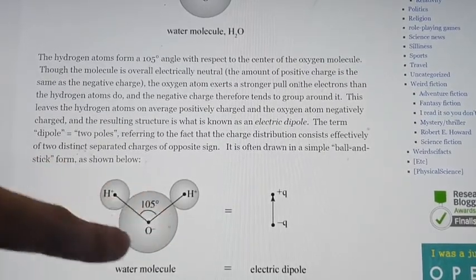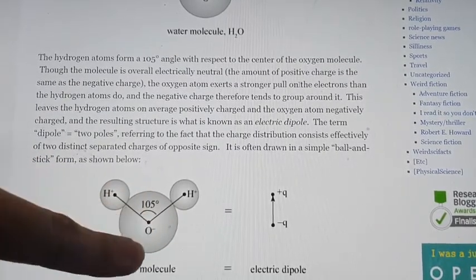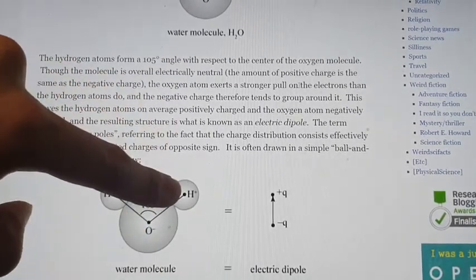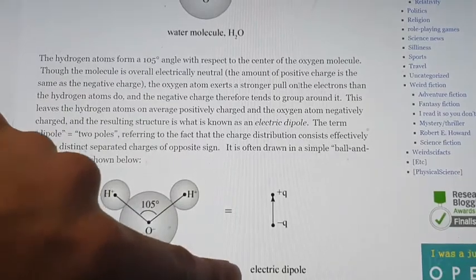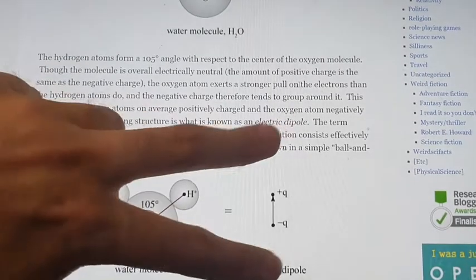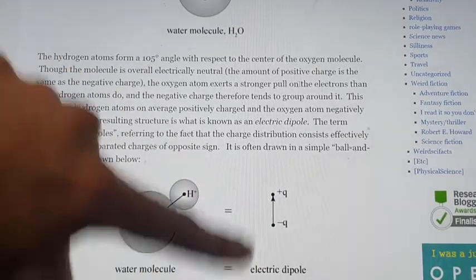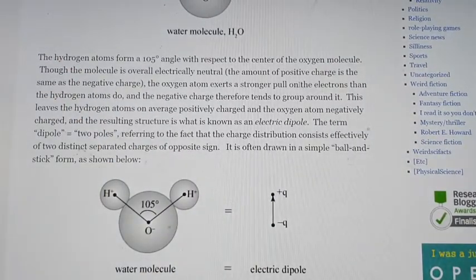If the electrons spend more time at the oxygen, then the oxygen will become more negative and the hydrogen will become more positive. Hence, you've got this electric dipole. Electric dipole means that you've got two charges, opposite and equal, but separated by distance. That is an electric dipole. All right, let me just go back down.